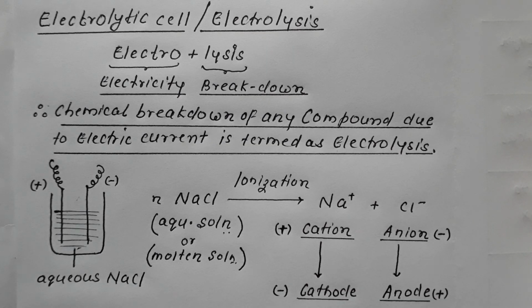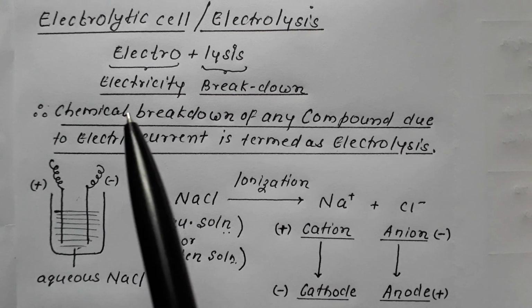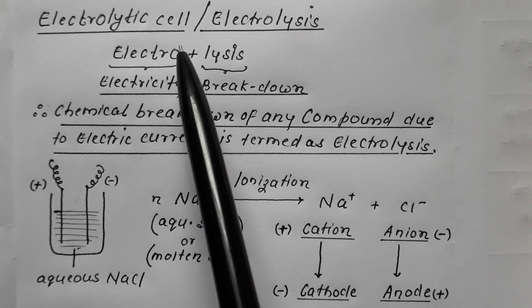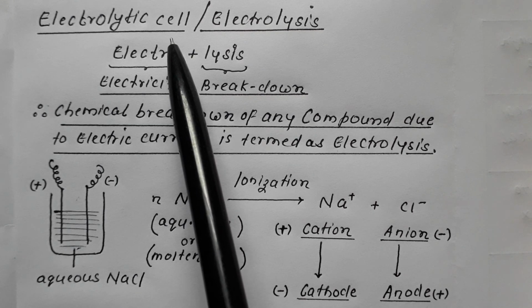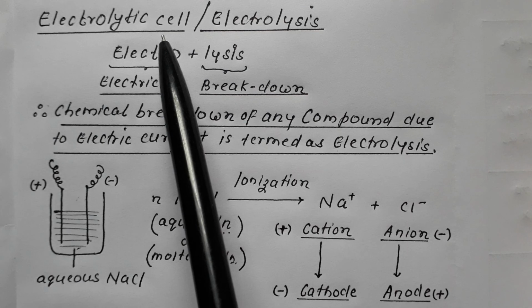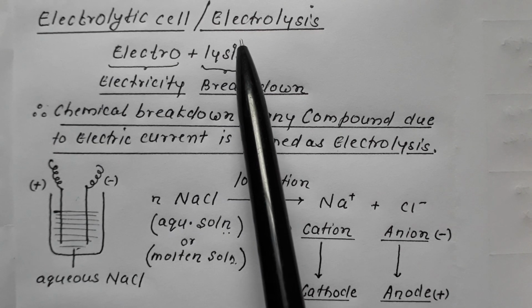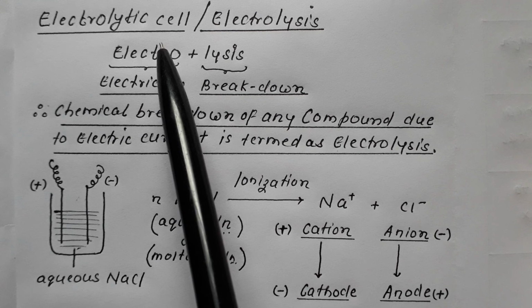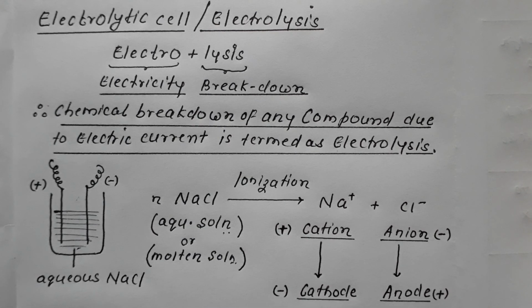In the first video of electrochemistry, I dealt with the difference between electrolytic conductivity and electrical conductivity. In the second video, I dealt with the difference between the electrolytic cell and voltaic cell, also termed as galvanic cell. And now we are coming in detail to the electrolytic cell. In this video we are dealing with the electrolytic cell and electrolysis.